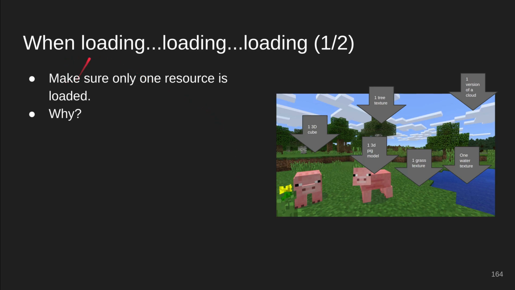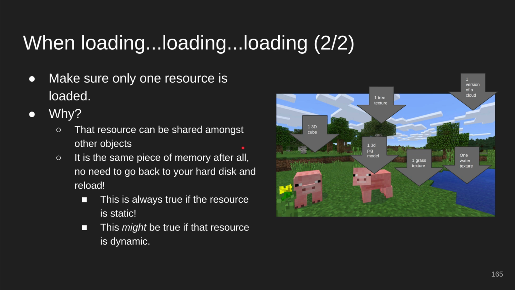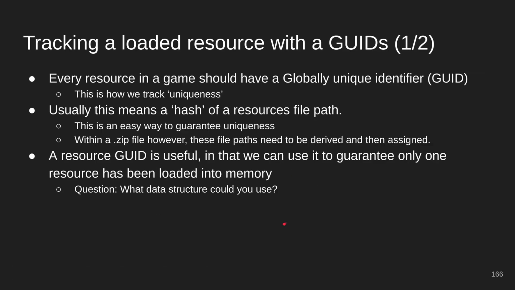But the other thing is, when you're loading here, you want to make sure only one resource is loaded. Why? Because that resource can be shared amongst other objects, right? When I have one 3D cube, that's all I need in this game. I just need one 3D cube model that defines its geometry. I don't need many unique variants of a cube, right? A cube is a cube is a cube. There's only one type that you have. And that's always true, especially if the resource is static, meaning it doesn't change in the game. Might be true if it's dynamic, but even this pig, these are all the same models here.